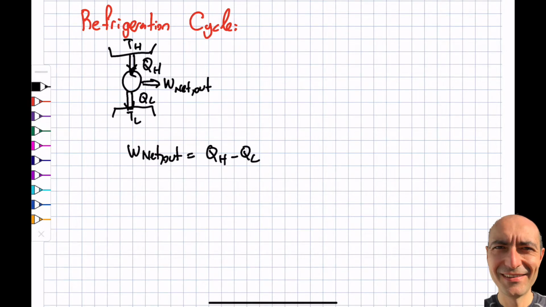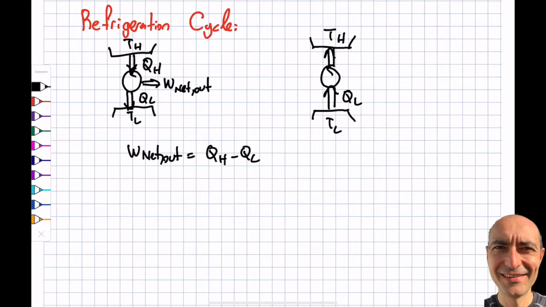Okay. Now I'm gonna do the reverse of it. Actually, I will have a TH over here, I will have a TL over here, and I will still have a device operating in a cycle. And I'm kind of doing this now. You see, QL is leaving the cold reservoir, and QH is moving into the high temperature reservoir. And you can imagine this.